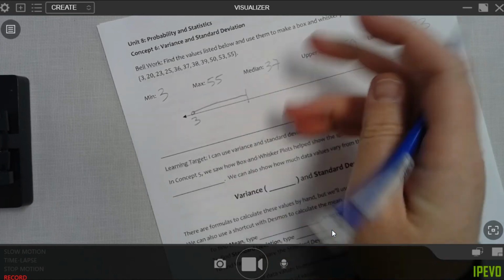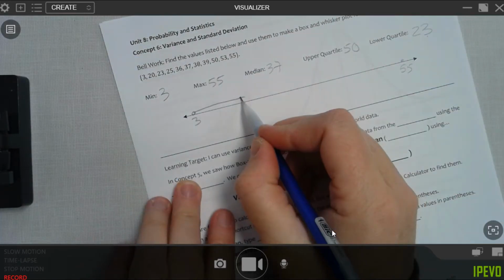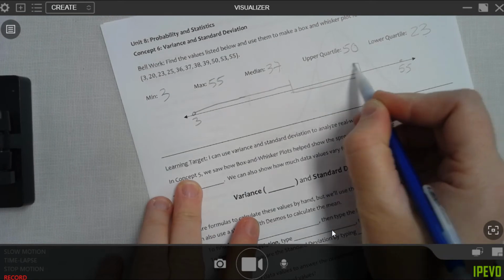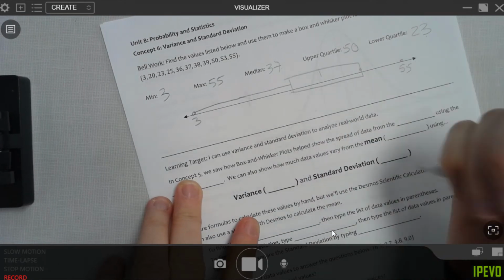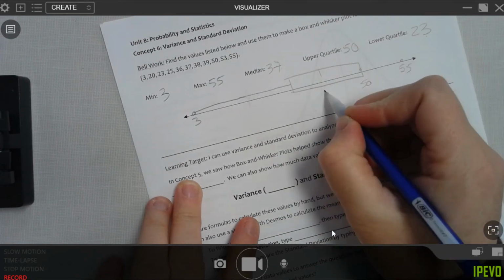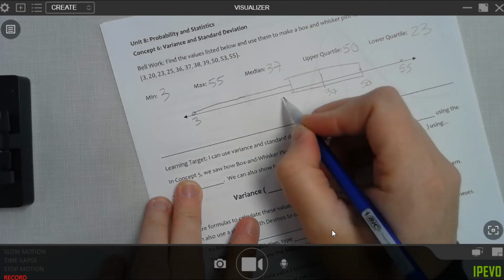And then it'd be more like pretty far this way. So this is 50. And this is 37. And this is 23 right there.